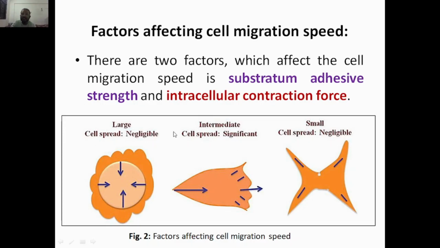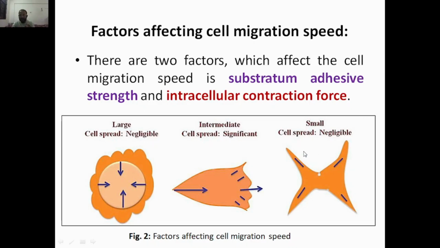But imagine the adhesive strength is low but contraction is more, then we will see something like large cell spread, because contraction force is more, so the cell will spread. Whereas adhesive strength is less, so attachment will be slow, so random cell movement will be there. There is no proper movement because these both factors are not even. That was about the large cell spread.